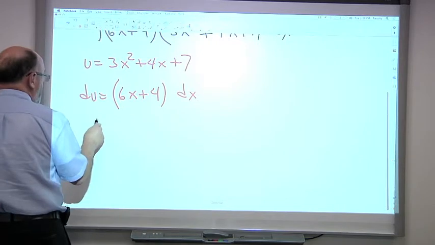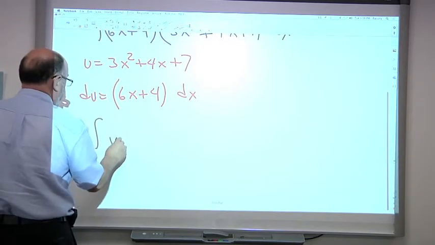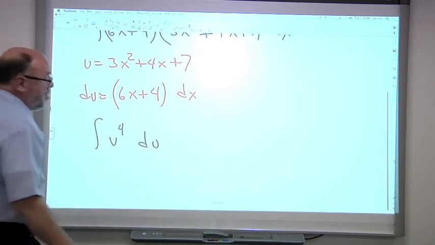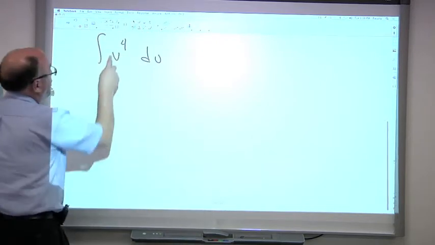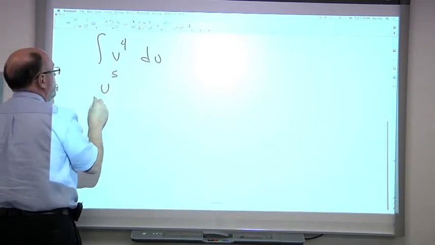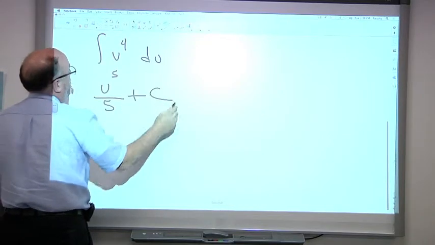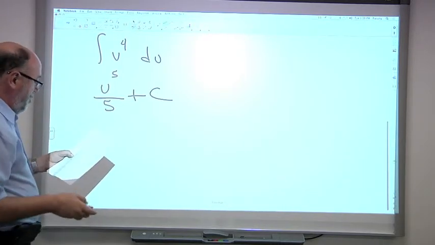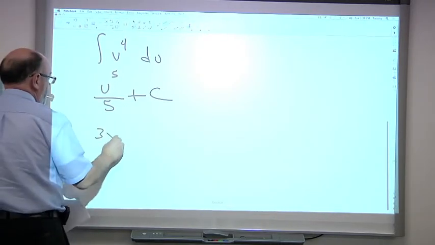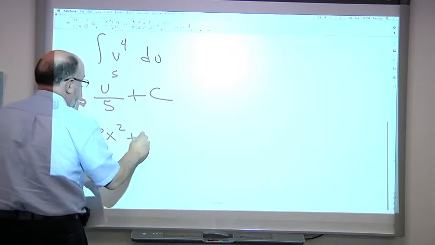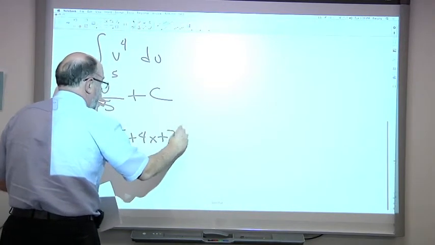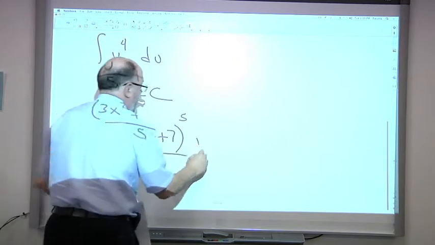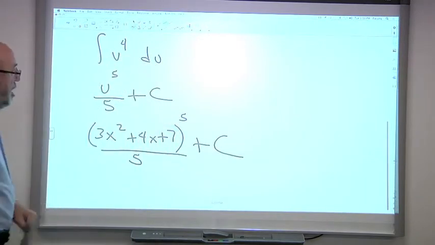up with the integral of u to the 4th du. And this we can integrate, because this is just our basic form, and so we integrate this, we get u to the 5th over 5 plus c. And then the last step is I need to replace the u with my original, and so the final answer is going to be given by that. And again, this was an indefinite integral.